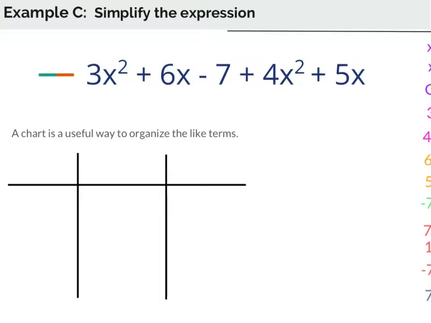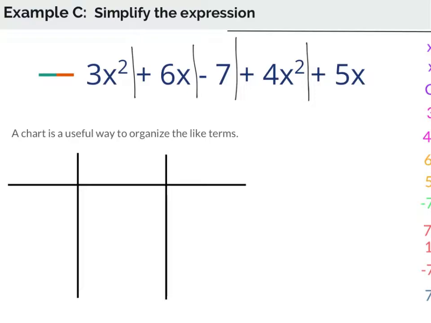So here we are at example C, and it says simplify the expression. Oh boy, looks like we've got a whole lot of terms there. Well, let's not panic. Let's start doing the same thing that we always do. Let's draw our lines down anytime we see a plus or a minus sign. So I've got a plus sign here, a minus sign here, a plus sign here, and a plus sign here. So now I've separated it into 5 terms.